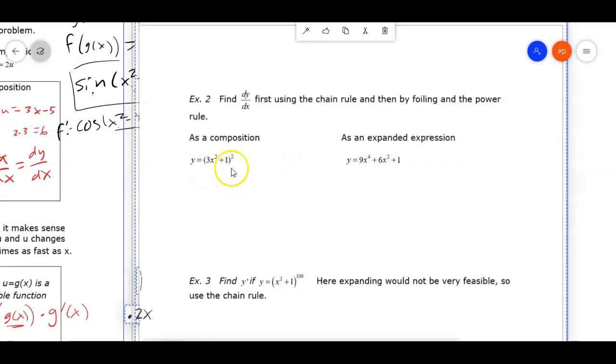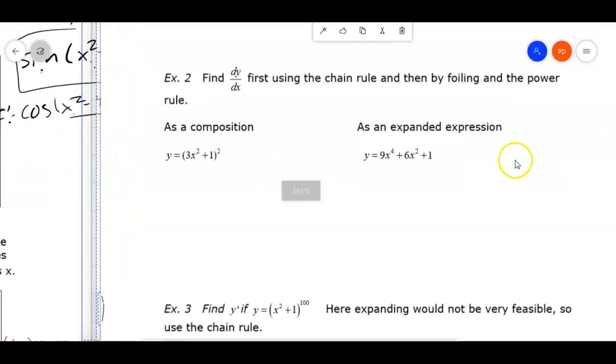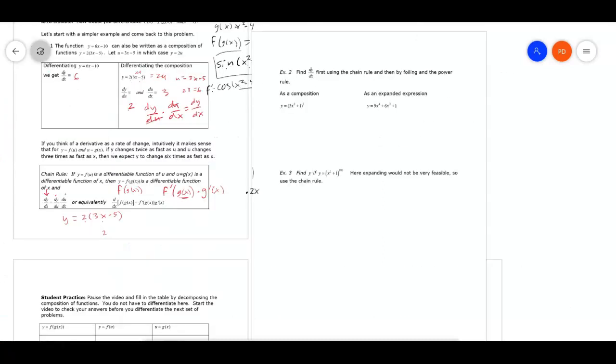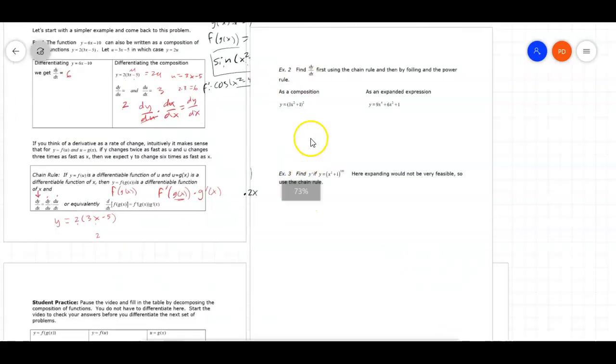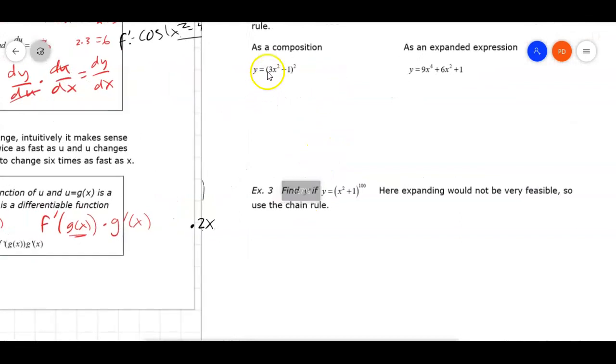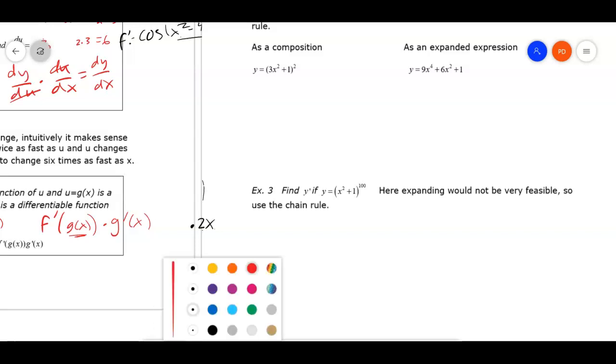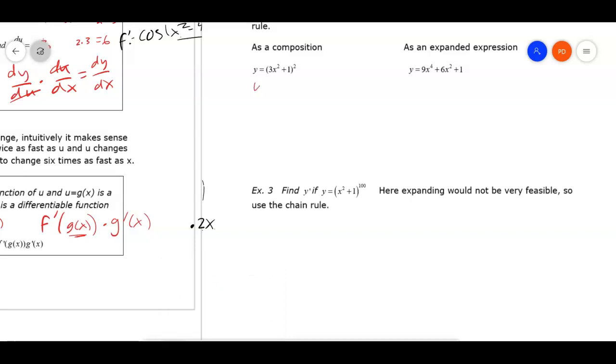Here I have a function inside of another function. I can see that the derivative of the inside here is a 3. So let me focus on that. So this is like y equals u squared, where u is 3x squared plus 1.